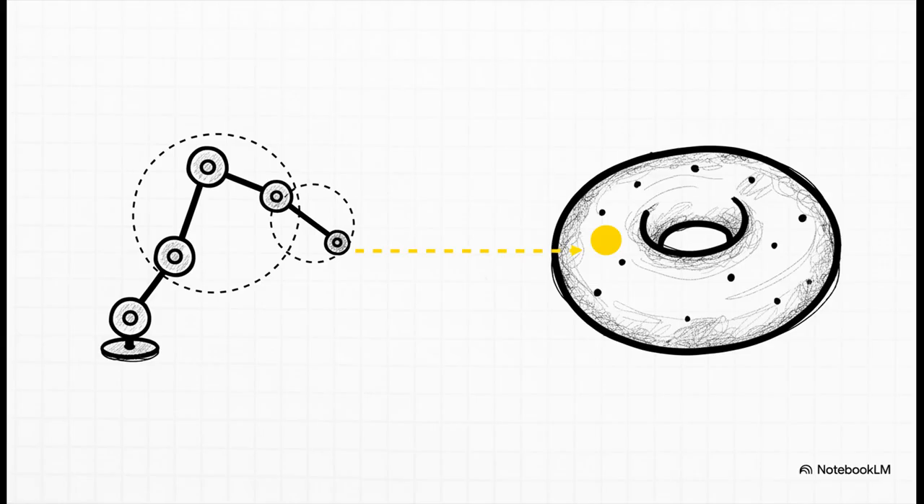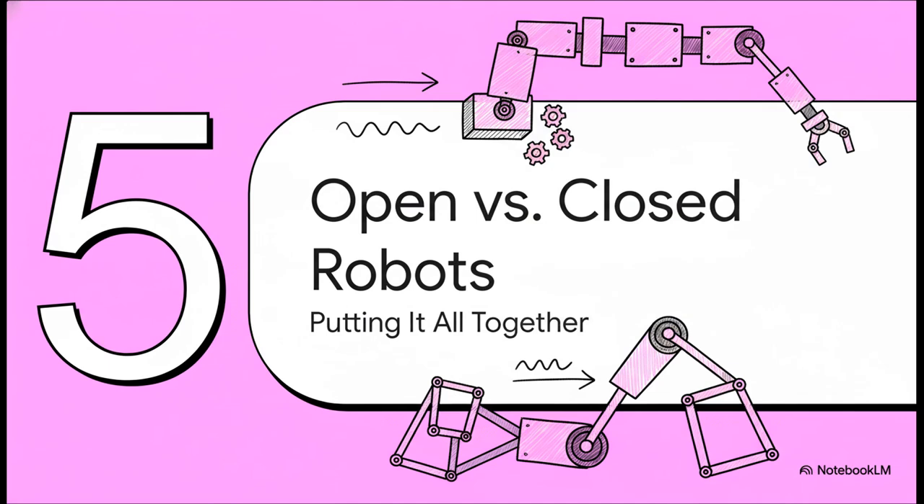Now, why on earth is it a donut? Well, think about it. The position of the first joint can be plotted anywhere on a circle, right? 360 degrees. And for each of those points, the second joint can also be plotted on its own circle. And when you combine those 2 circles, you get the shape of a donut. Every single point on the surface of that donut is one unique pose for that arm. How cool is that?